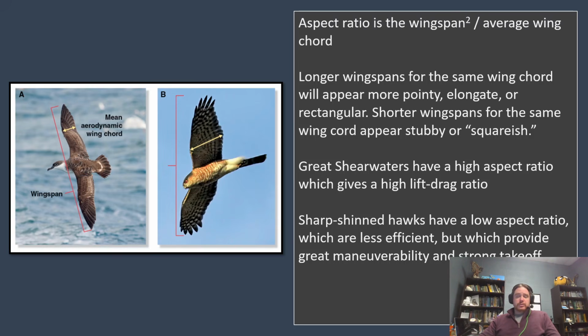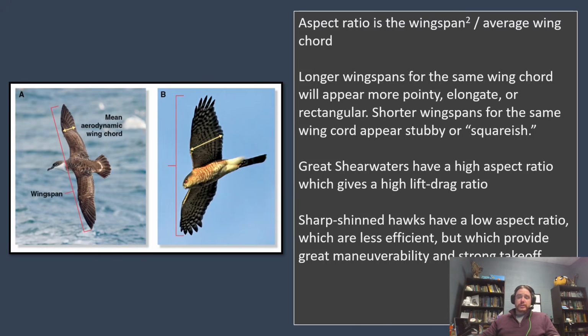Aspect ratio is very, very important. High aspect ratio, like a shearwater here, has tremendous lift potential. They get a lot of lift for relatively little drag. That is an advantage of a high aspect ratio. On the other hand, these are not the most maneuverable wings. These birds are relatively poor in terms of maneuverability.